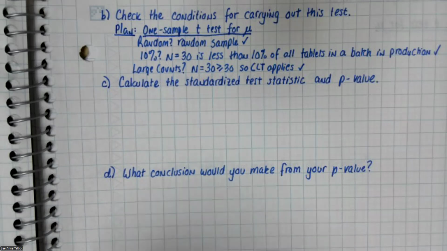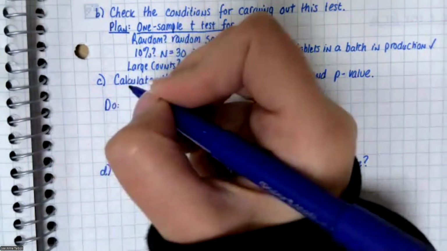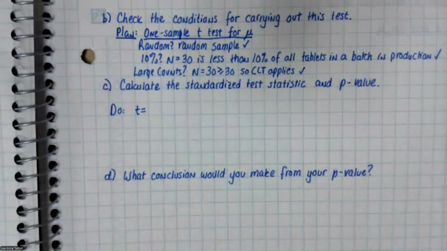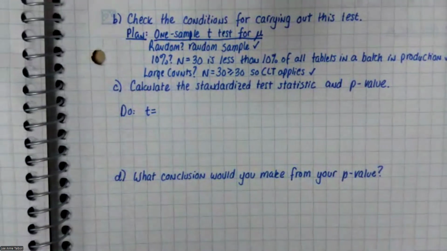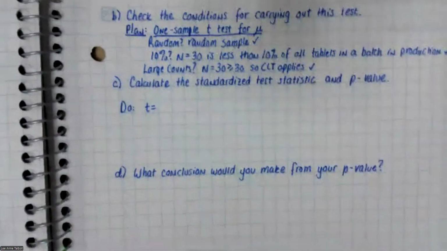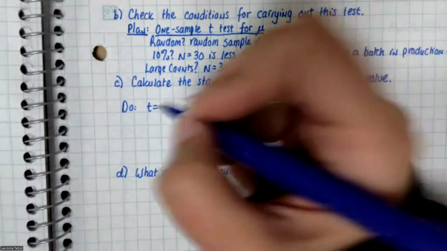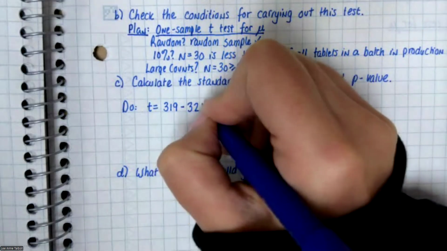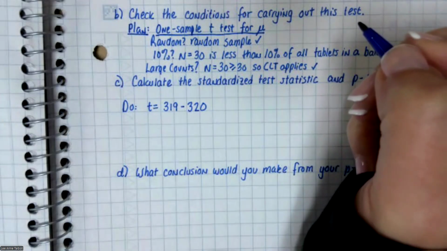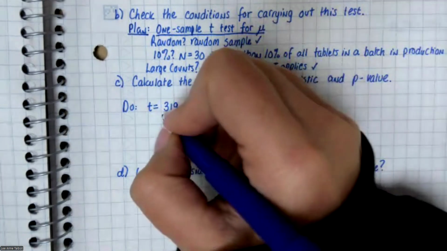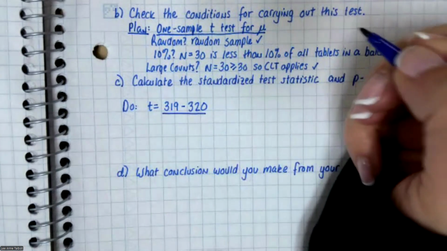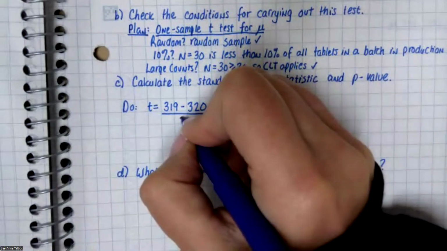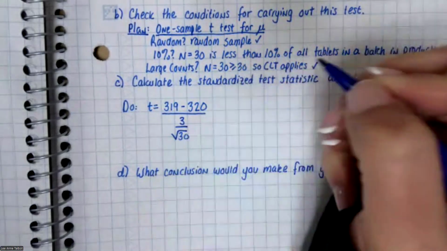Calculate the standardized test statistic and p-value. Gosh, that sounds like the do step. T equals. Okay. T equals, what is the statistic in this problem? Sample mean, which is 319 minus the parameter is 320, that's mu. I'm thinking this is probably going to fail to reject because the difference between those two is so small. Hopefully you guys are starting to pick that up. 3 over the square root of 30.